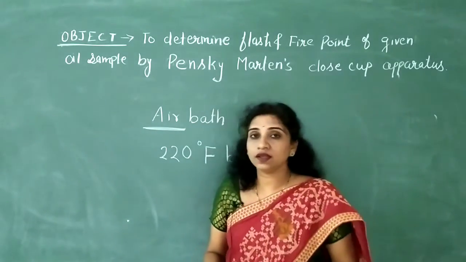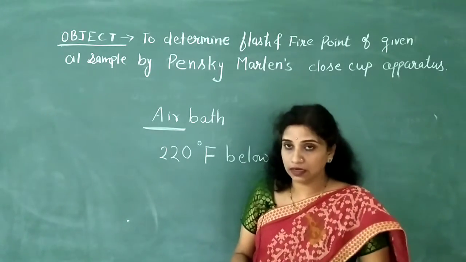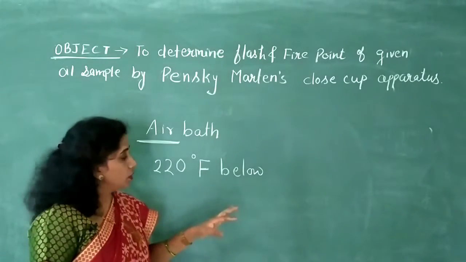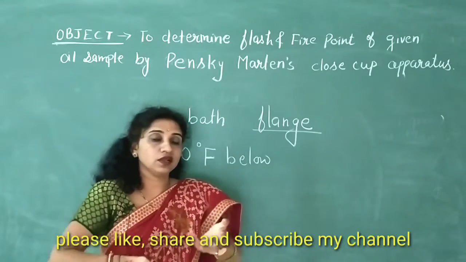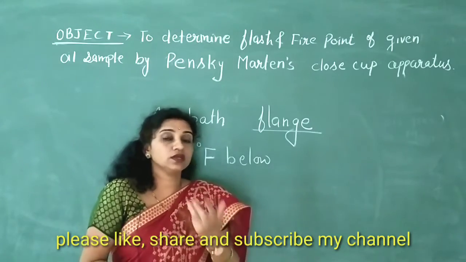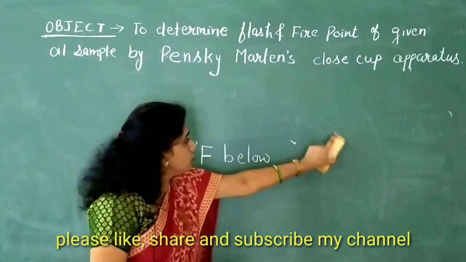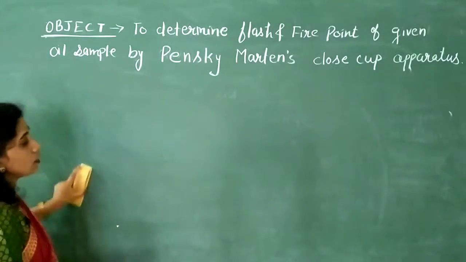Why do we select air? Because air is a poor conductor of heat and electricity, so it helps in slow heating of the apparatus. It has a hollow space, and in this hollow space air is filled and acts as an air bath. One more question also arises: what is the heating rate?